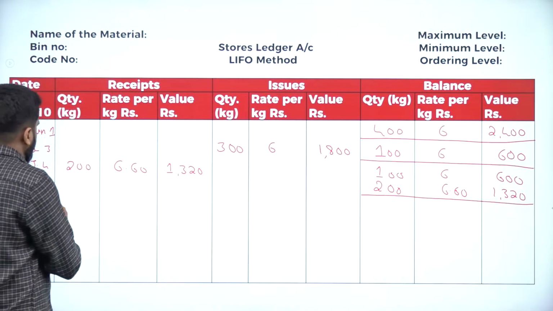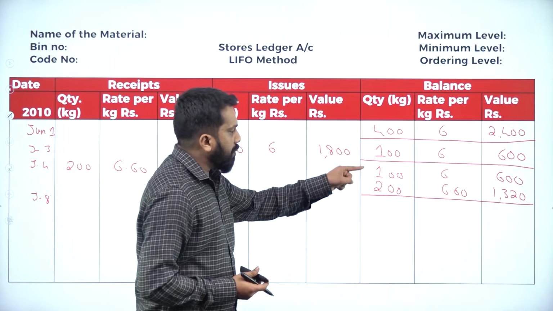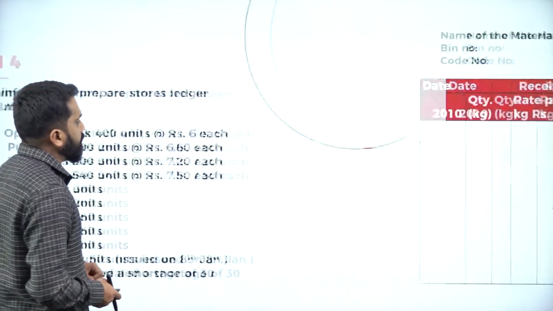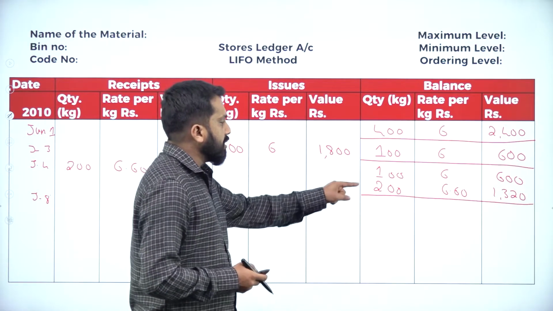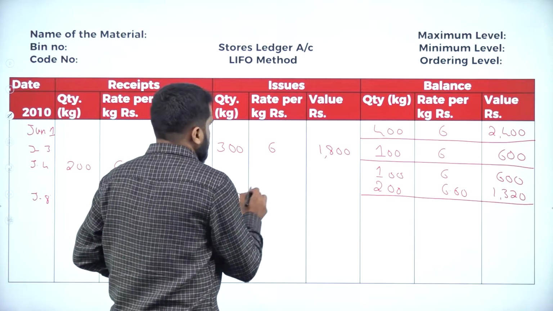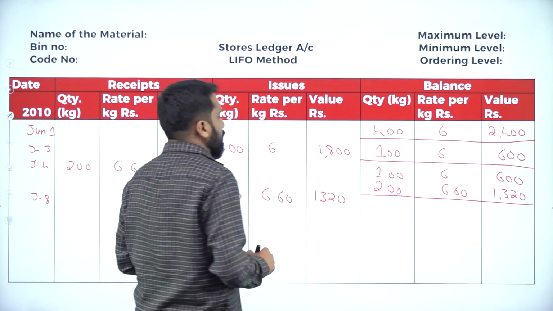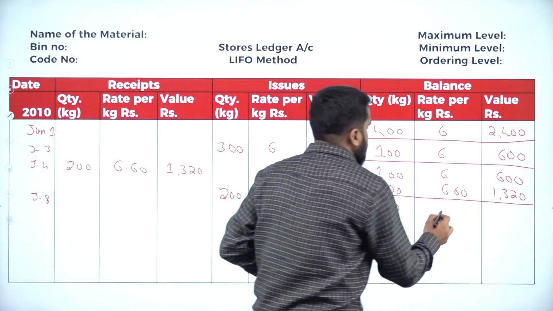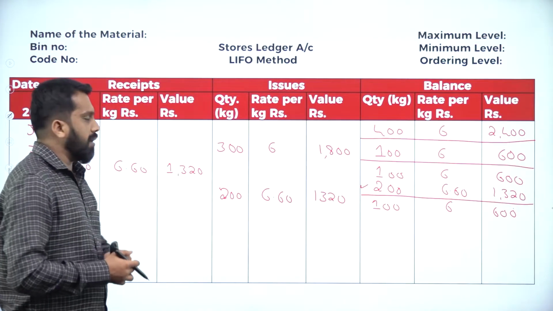On January 8th, how much did we issue? 200. Now, we have two boxes here. January 8th, we are issuing 200. Which one are we supposed to use? We are supposed to use the second box. Now, in this 200 at rupees 6.60, the value 1320. What is the balance? This one you have used. Now balance is 100 into 6, 600. Any doubt? No doubt.